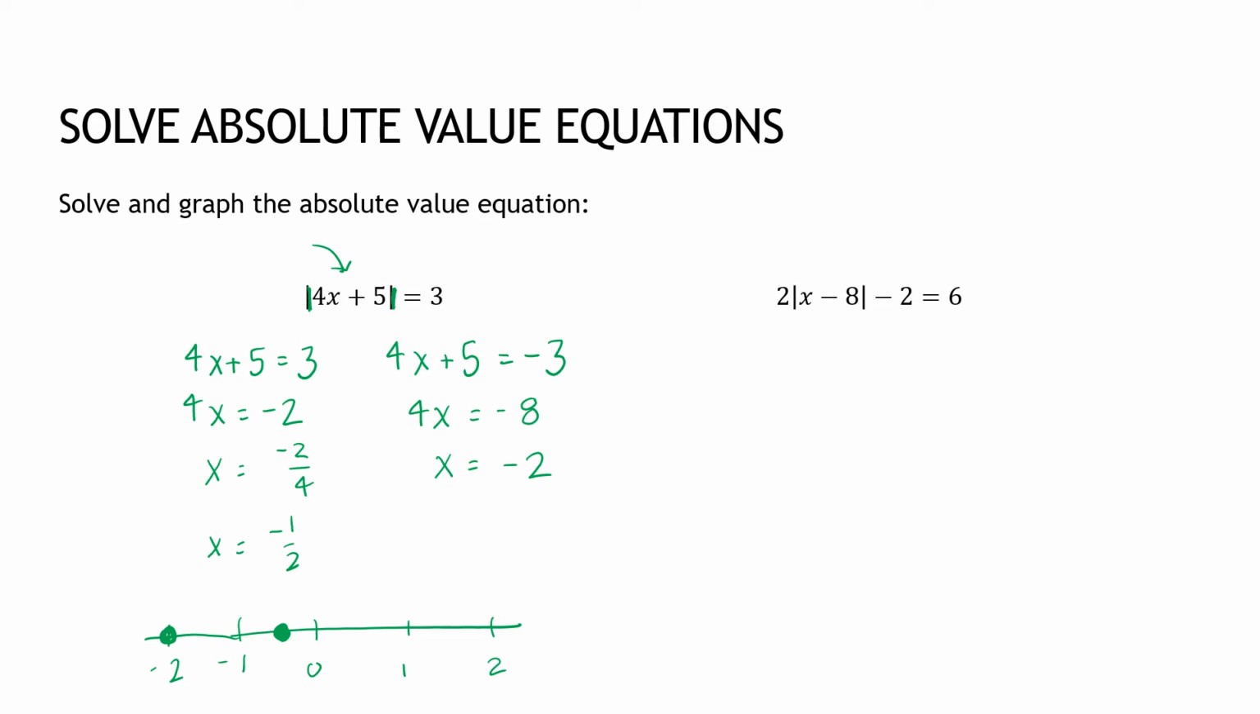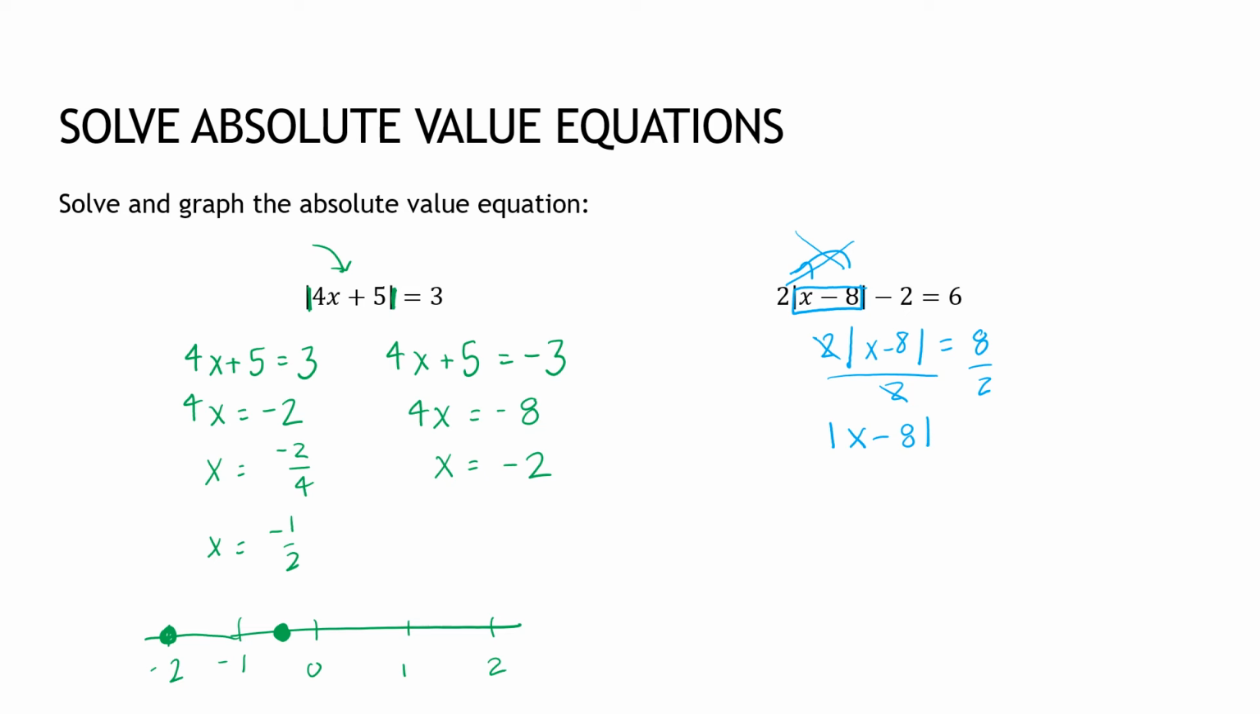Now for the second one, notice how I got all excited. The first one already had the absolute value all by itself. The second one does not, so we have to do some work. So just think of the whole absolute value as a variable. Try to get that variable by itself. So I'm going to add 2 to each side first. That gives me 2 times the absolute value of x minus 8, equals 8. Don't distribute the 2. That's a bad idea. So just divide each side by 2, because we really just want the absolute value of x minus 8 to be all by itself.